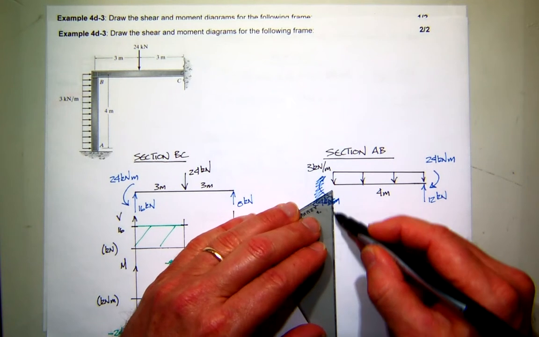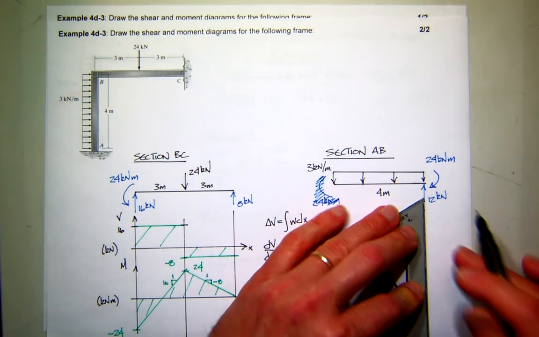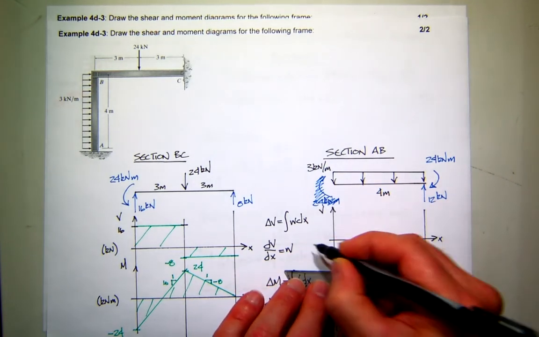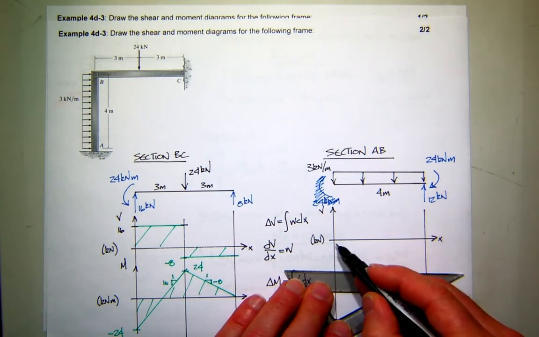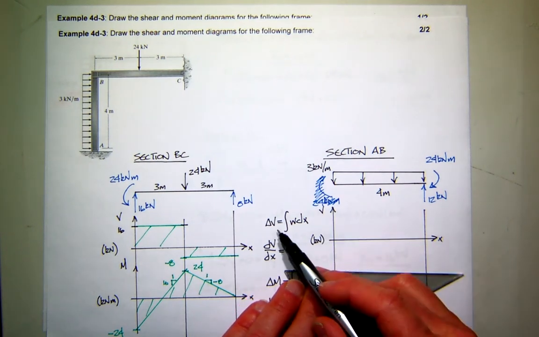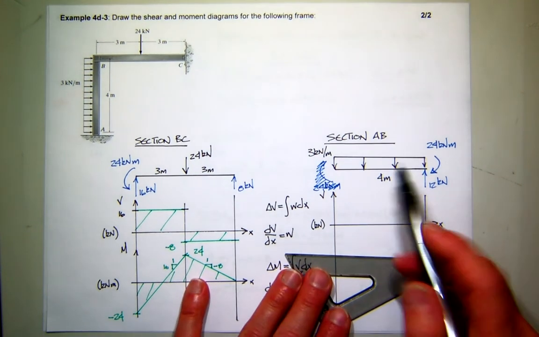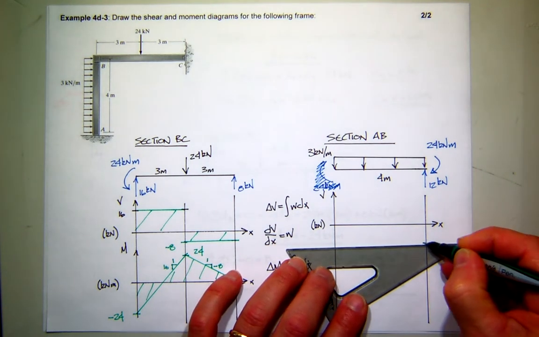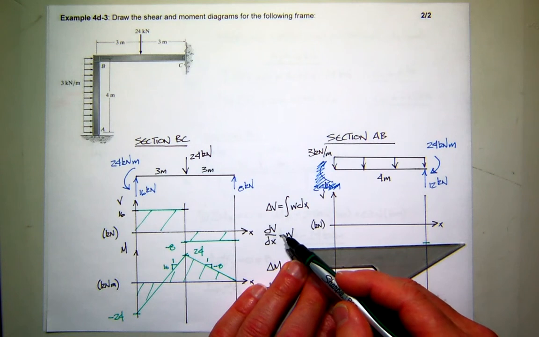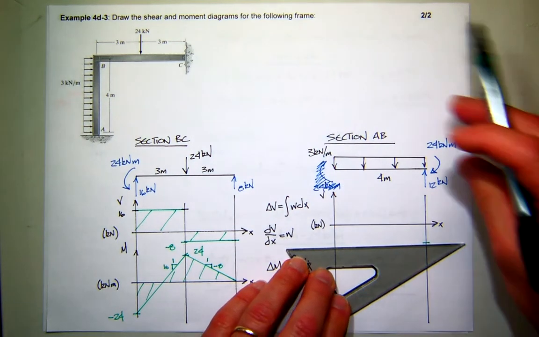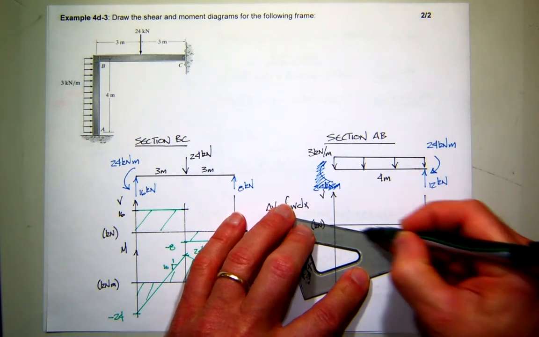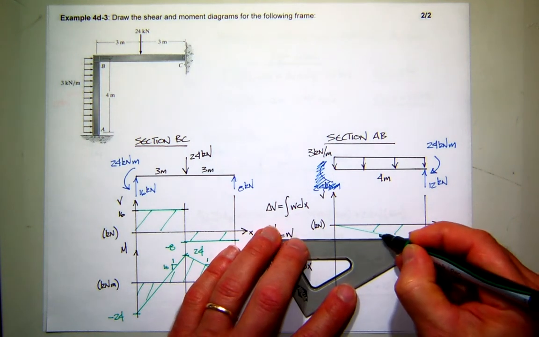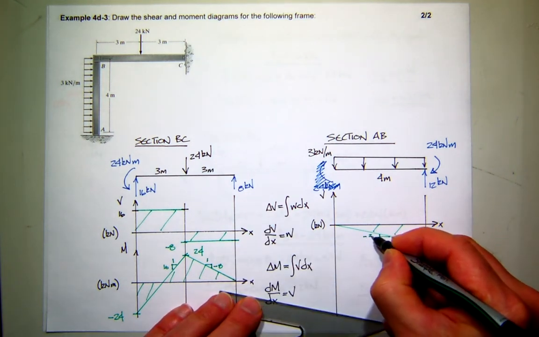All right, so let me extend the template on this one. Let's see what we get. So here's shear, in kilonewtons. What's the shear at A? Zero. The change in shear is the area under the load curve. And the area under the load curve is minus 12. So I drop down to minus 12. The slope of the shear diagram is equal to the value of the load. The value of the load is constant and negative. So there's my shear diagram. In fact, the slope would be minus 3 to 1.